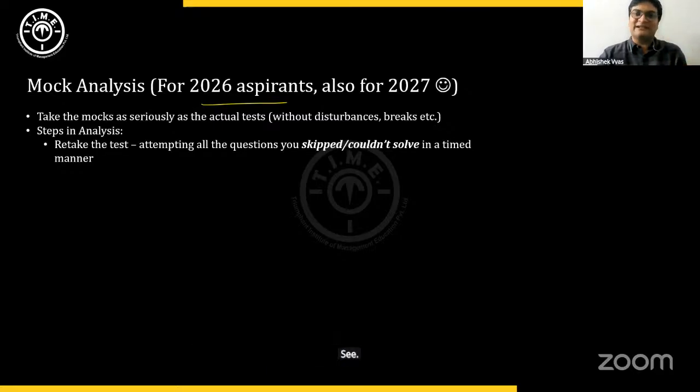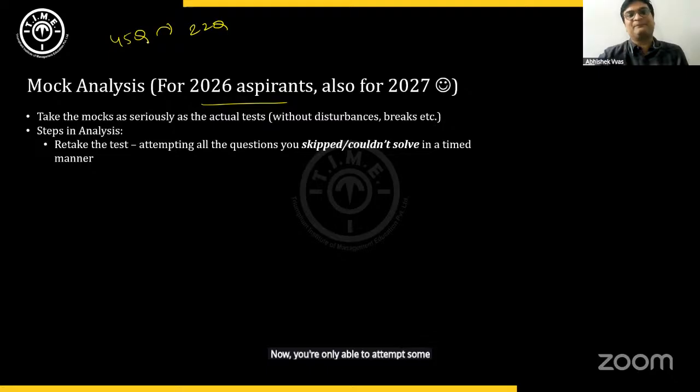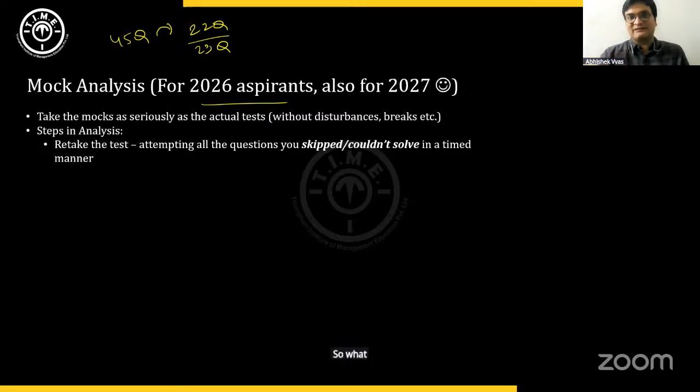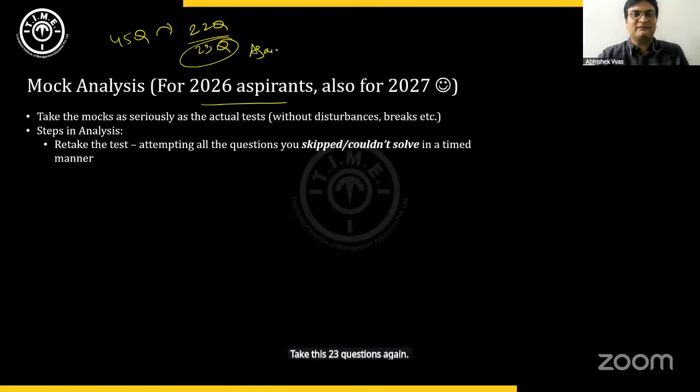See, after you're done with the test, sometimes what happens is, if the test has 45 questions, you're only able to attempt some 22 questions, suppose. So that means 23 questions remain unattempted after the test is over. So what you do is, go back home, once the paper and solutions are available, take these 23 questions again in a time-bound manner. For example, 45 questions had 80 minutes. For 23 questions, take 40 minutes. Try to attempt again. See how many more you can get.